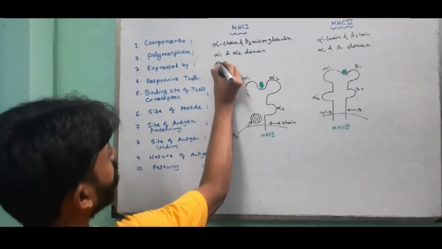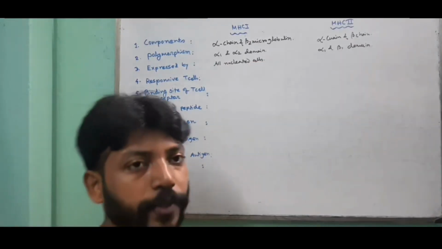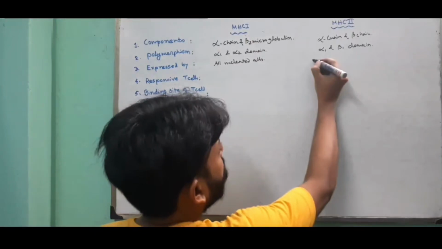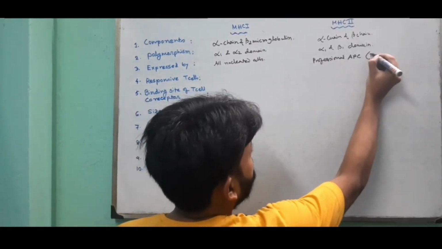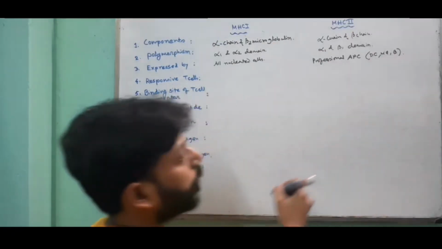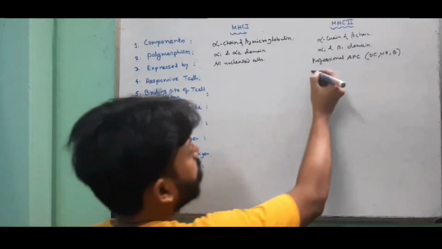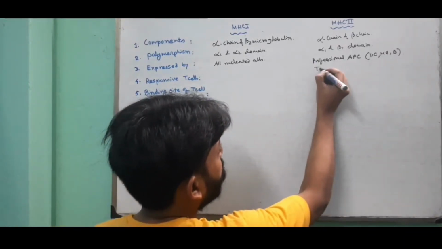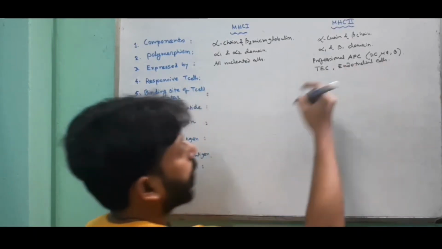Class 1 MHC molecule is expressed by all nucleated cells. But class 2 MHC molecule is very restricted, like professional antigen presenting cells: dendritic cell, macrophage and the B cells actually express MHC 2 molecules. Other cells called thymic epithelial cells and endothelial cells can also express class 2 MHC molecule.